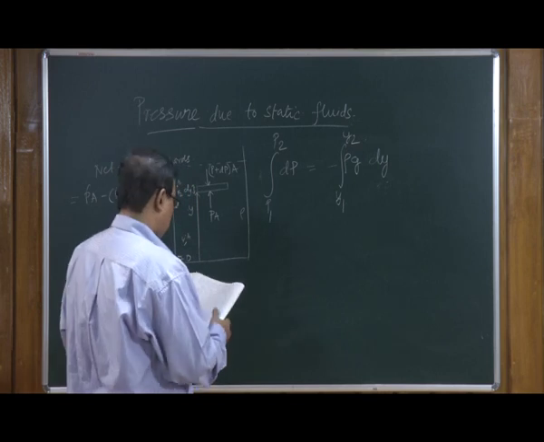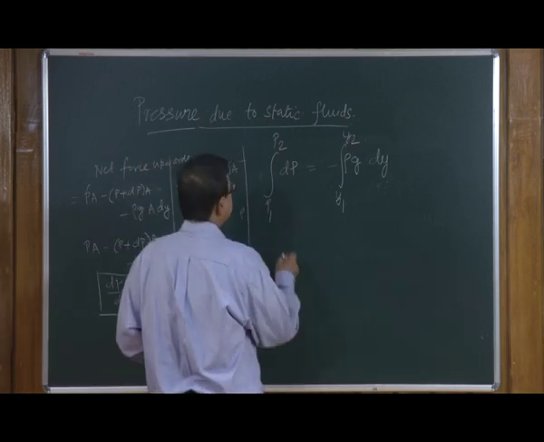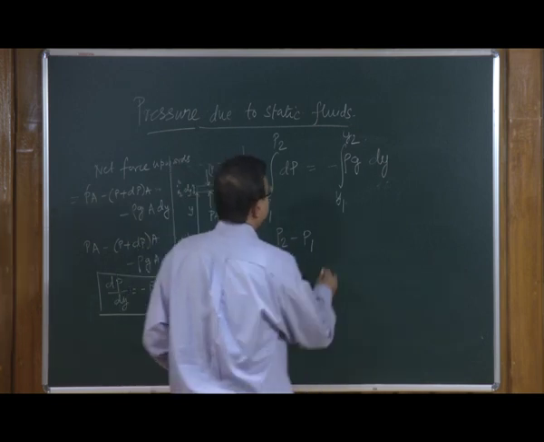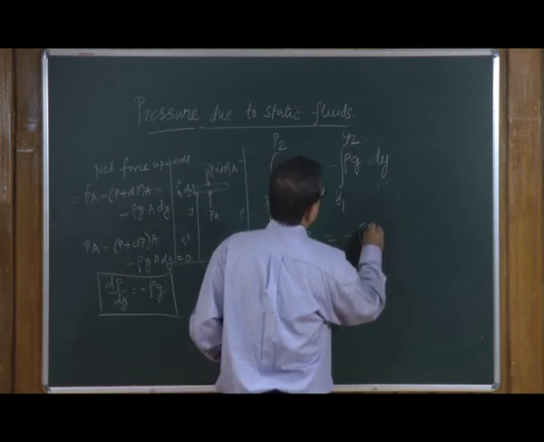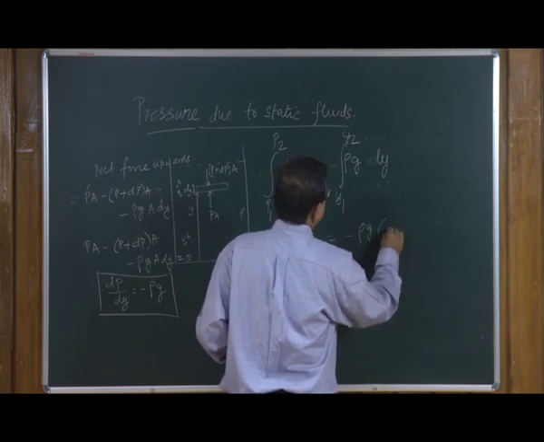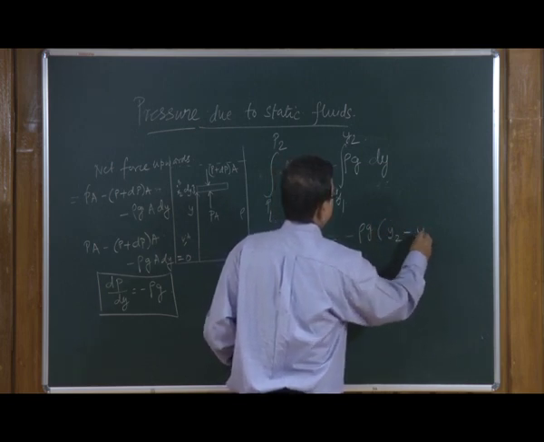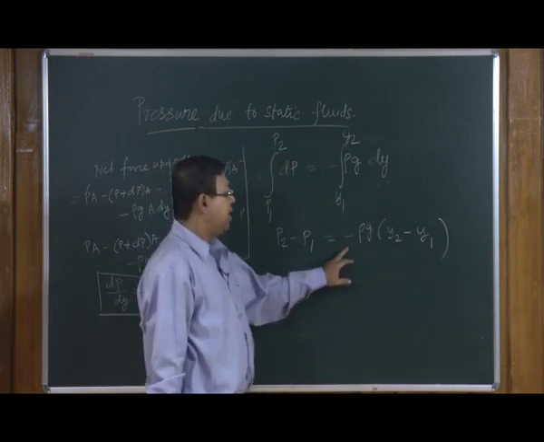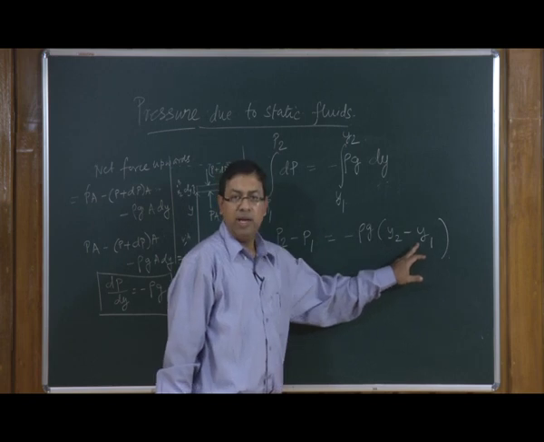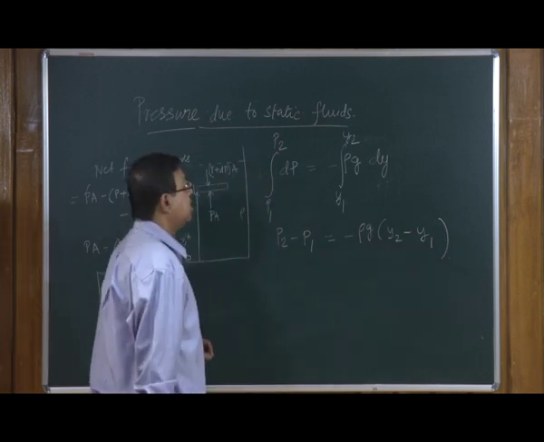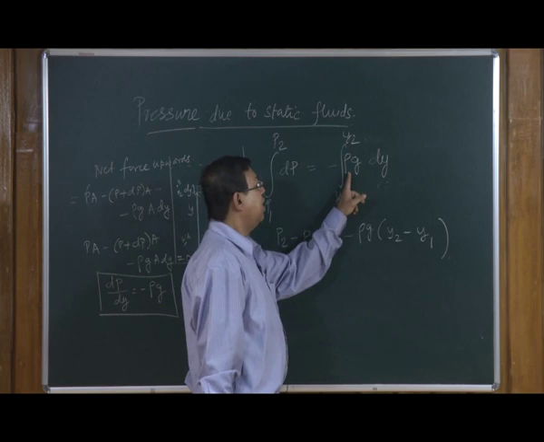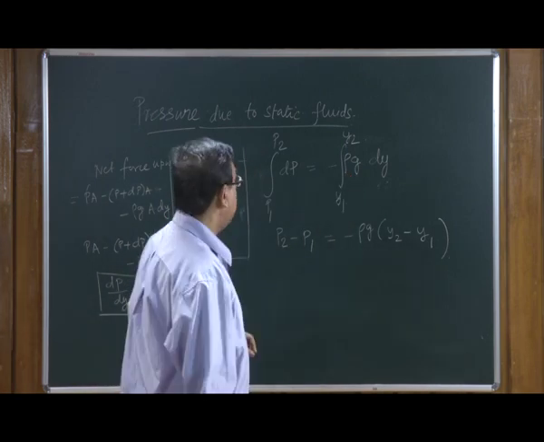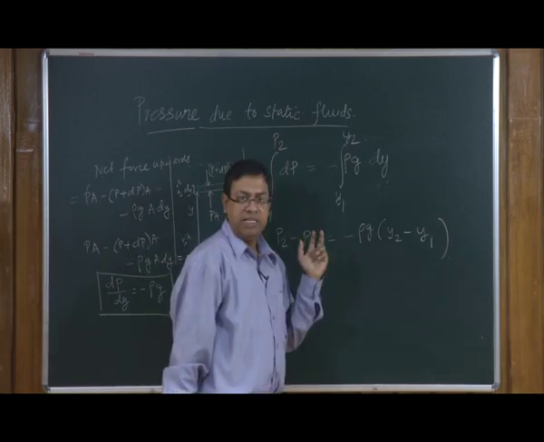So we have to solve this equation. This is fairly easy to solve. We simply integrate it and we continue writing with a minus sign. And so P2 - P1 = -rho g (y2 - y1). You must have noticed that here we have taken rho and g to be constants, and that is why they are taken out of the integral.